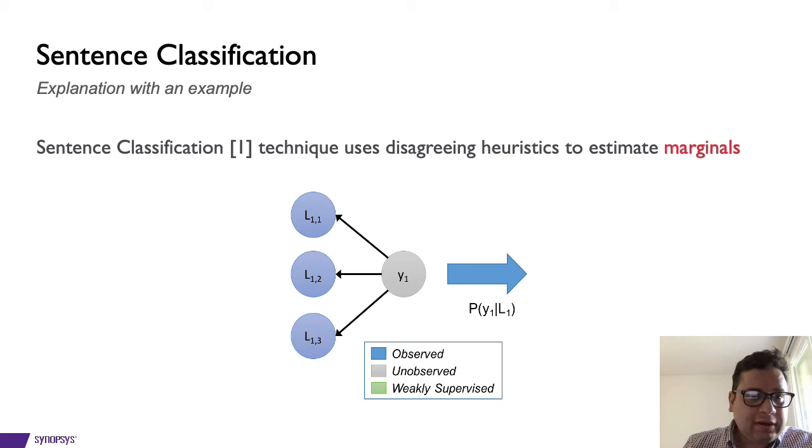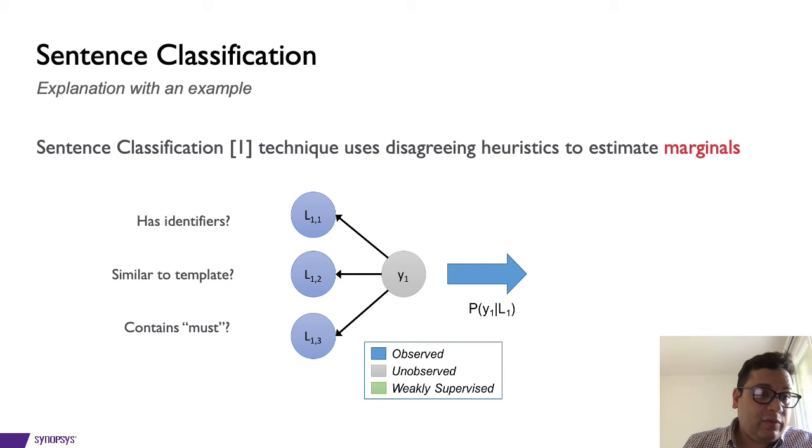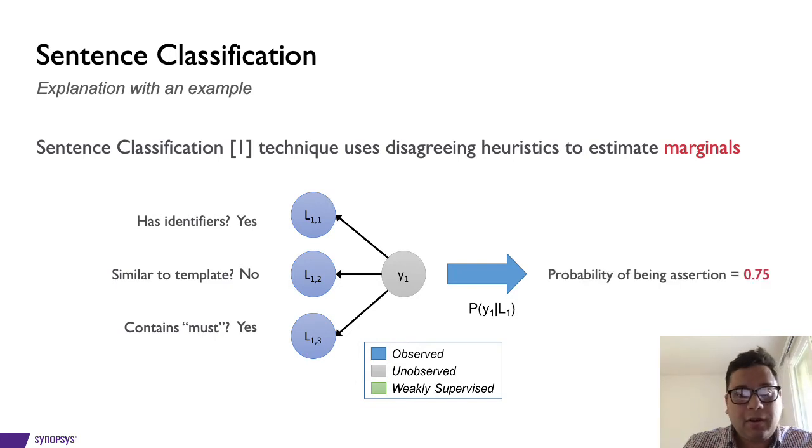Now in this particular example, if you see the sentence Y1 has 3 heuristics, L11, L12, L13, which can be like whether it have any identifiers. It may be similar to a template, or it can contain some keywords like must, may. Now depending upon the answer to these heuristics, you calculate the probability. So in this case, the probability for being an assertion is 0.75.